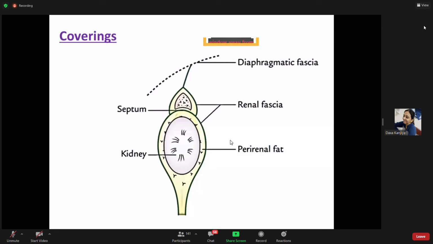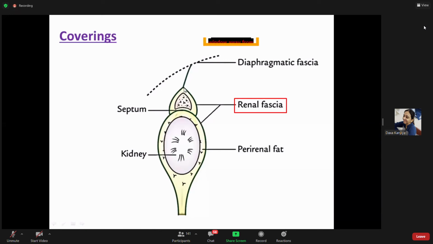Now coverings of the suprarenal gland. See, this picture shows you perirenal fat as well as the renal fascia. After covering both the anterior and posterior sides of the kidney, the renal fascia joins at the upper pole of the kidney. Again, it splits into two layers, covering the anterior and posterior aspects of the suprarenal gland.